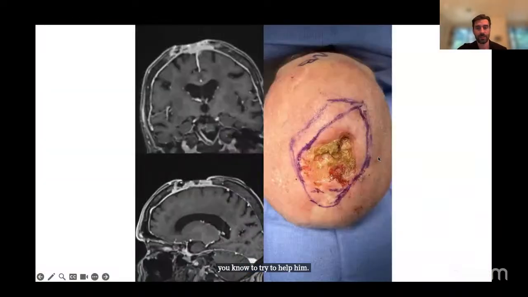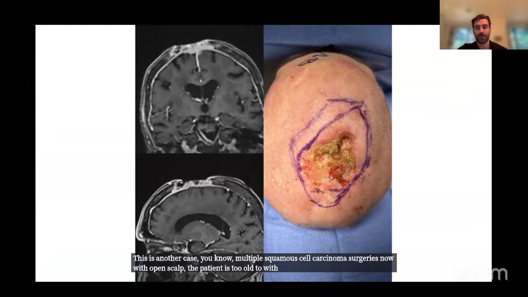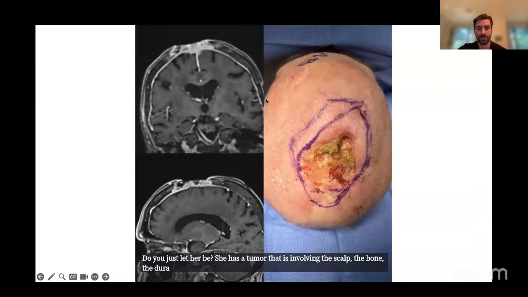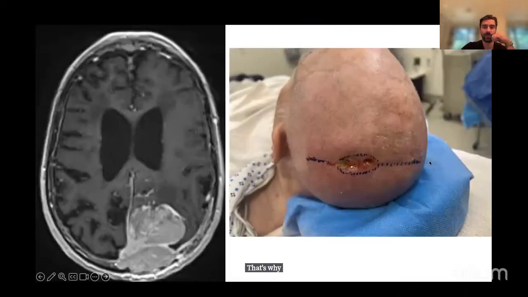This is another case, multiple squamous cell carcinoma surgeries. Now with open scalp, the patient is too old to withstand free flap. She's very sick. What do you do? Do you just let her be? She has a tumor that is involving the scalp, the bone, the dura, and the sagittal sinus. Nobody wanted to treat it. That's why neuroplastic surgery comes into play.